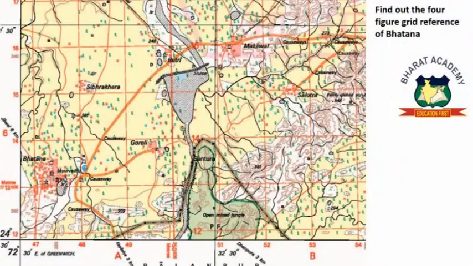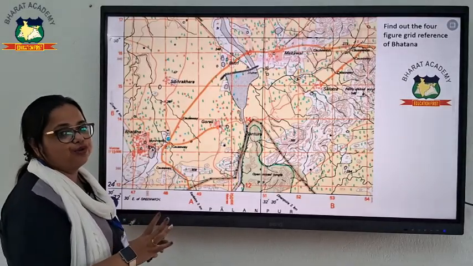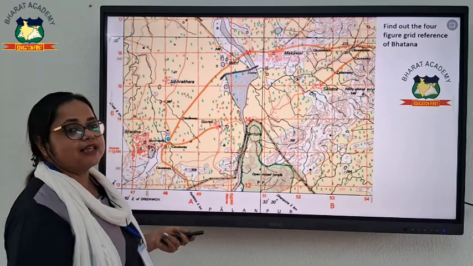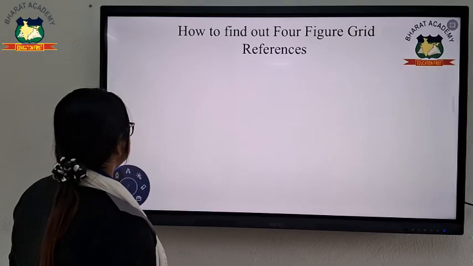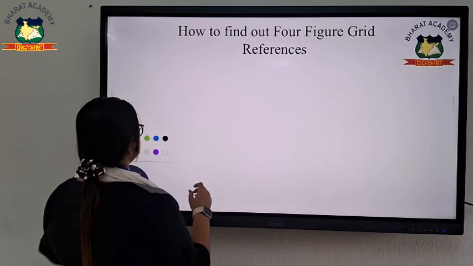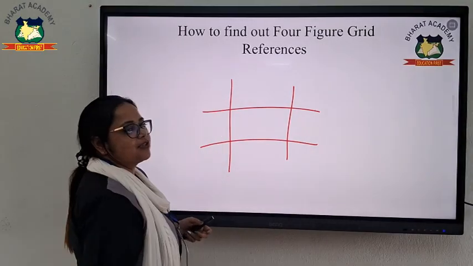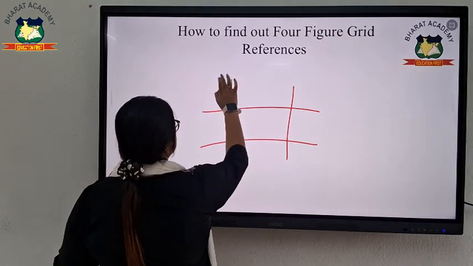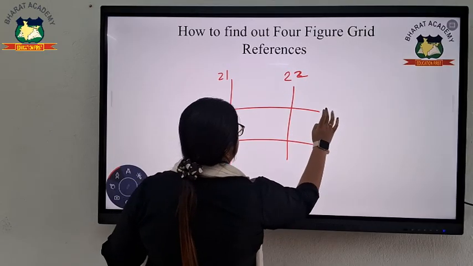Now we can have a look at this colorful map, and sometimes we get confused how to actually do this. Here we can see clearly the red vertical and horizontal lines. First of all, we need to know how to find the 4-figure grid reference. Let us have a quick and very easy calculation. Here I have a blank sheet, and I am drawing the grid lines so that you can understand. That is how the grid lines look on a map, and the numbers of the grids will be on the top or at the bottom and at the sides.